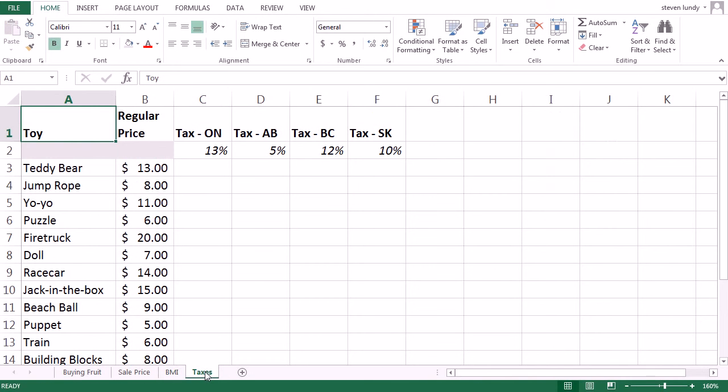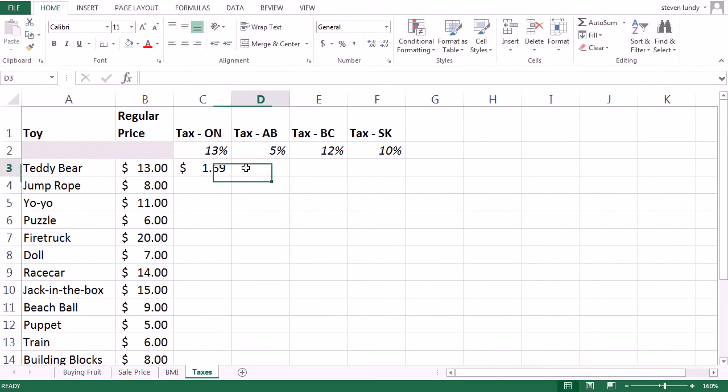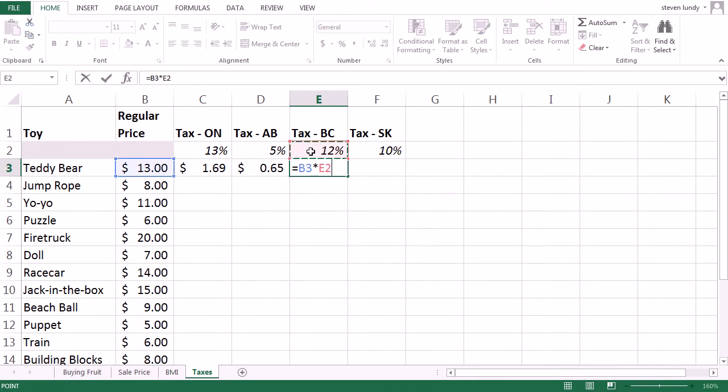Different provinces in Canada have different tax rates. In this example, we are going to compare how much tax would be charged on different products in different provinces. To find the amount of tax that will be charged, we simply multiply the regular price by the tax rate. Let's try this for a couple different cells to see if we can notice a pattern. As we go across, our calculations always need to refer to the regular price in column B.